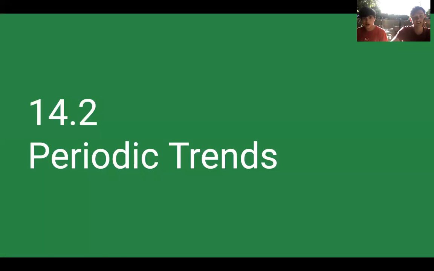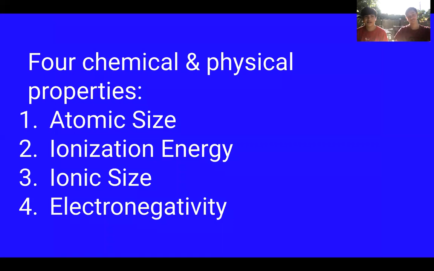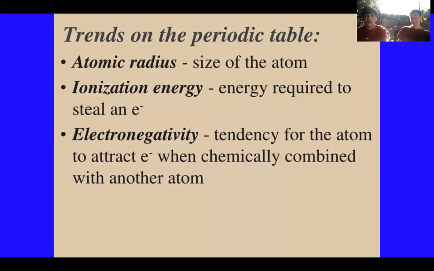Periodic trends. There are four chemical and physical properties: atomic size, ionization energy, ionic size, and electronegativity.